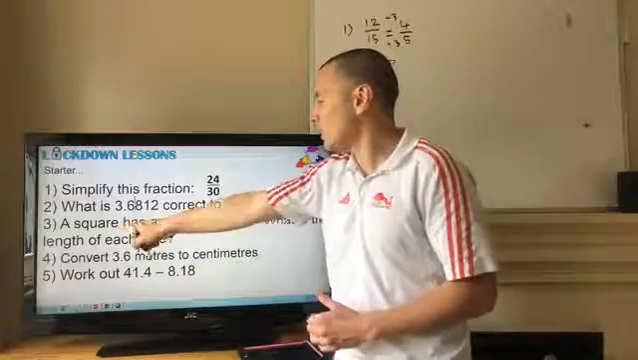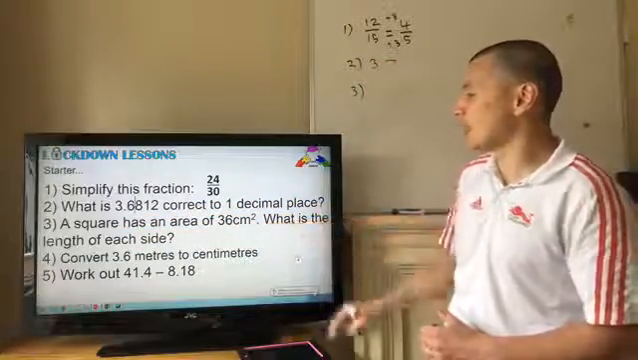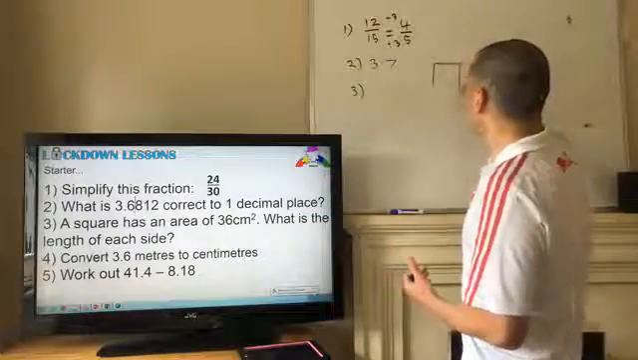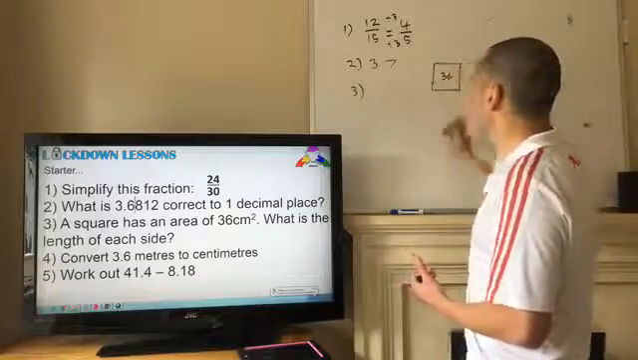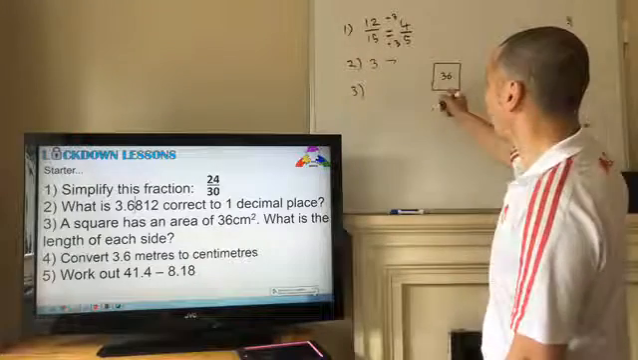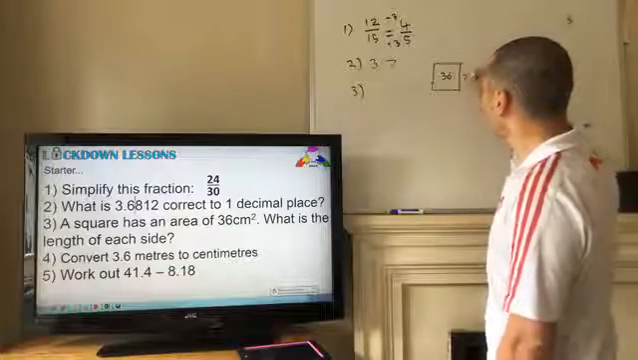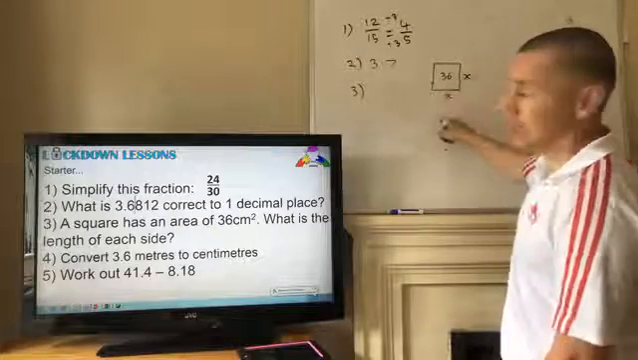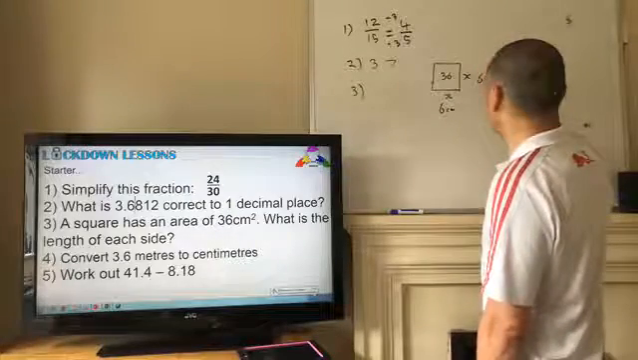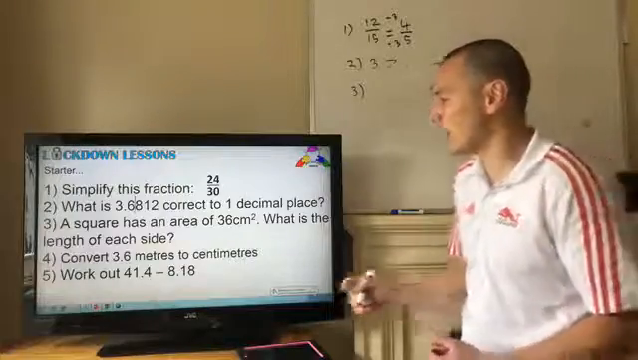Question 3. A square has an area of 36 centimetre squares. What is the length of each side? I always think it helps to draw a diagram. So there's your square. You know the area is 36. That's the inside. So you're not just dividing that by 4. You are thinking about what number times by itself, because they're both the same, gives you 36, or you square root it. The answer's got to be 6 centimetres for all the sides. So make sure you know your area and perimeter. Don't get those mixed up.